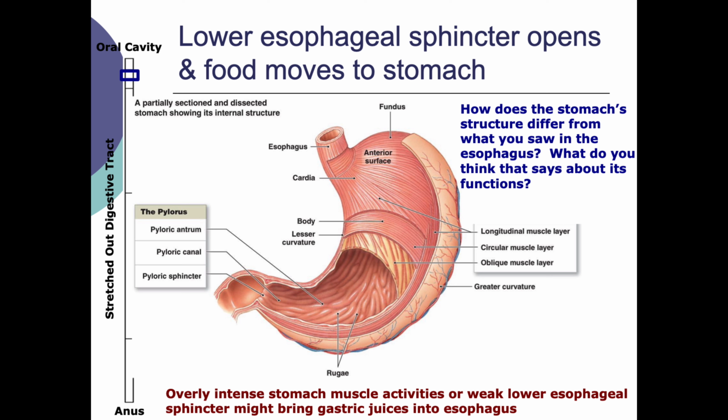And at the entrance to your stomach, you've got the esophageal sphincter, and the exit, you've got the pyloric sphincter. You've got these little ridges, rugae, in your stomach, and then you've got some other structures that we'll get into.